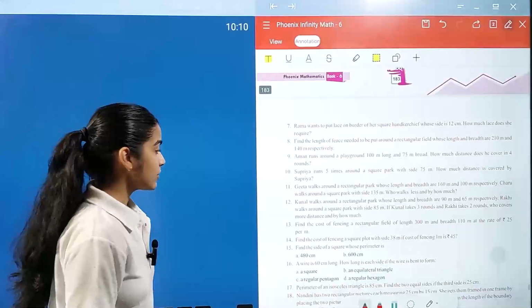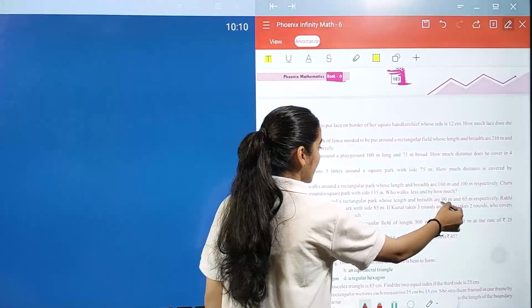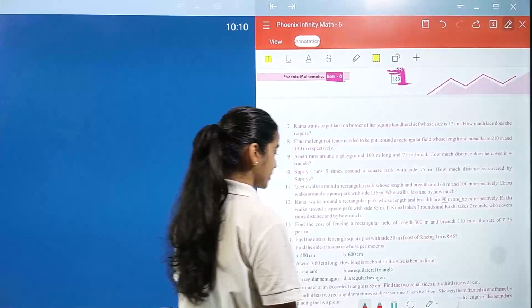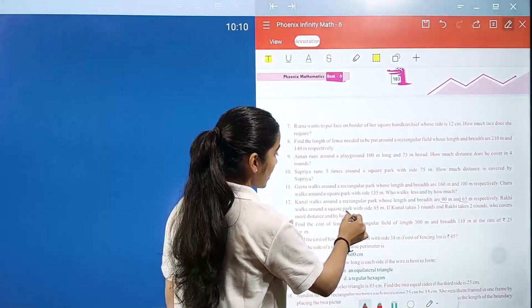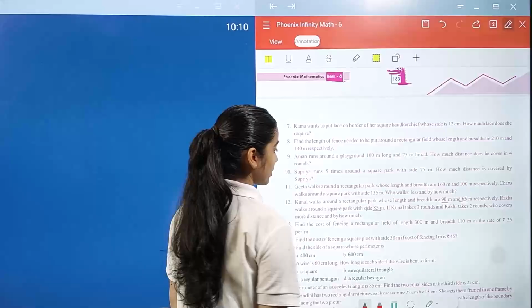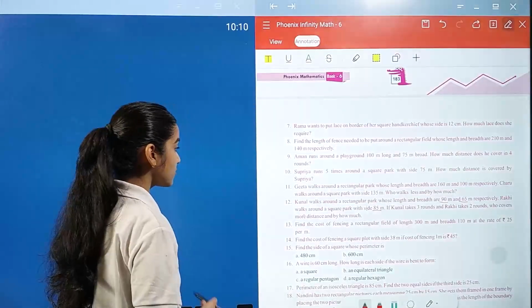So next question we have, Kunal walks around a rectangular park whose length and breadth are 90 meter and 65 meter respectively. Rakhi walks around a square park with sides 85 meter. If Kunal takes 3 rounds and Rakhi takes 2 rounds, who covers more distance and by how much?